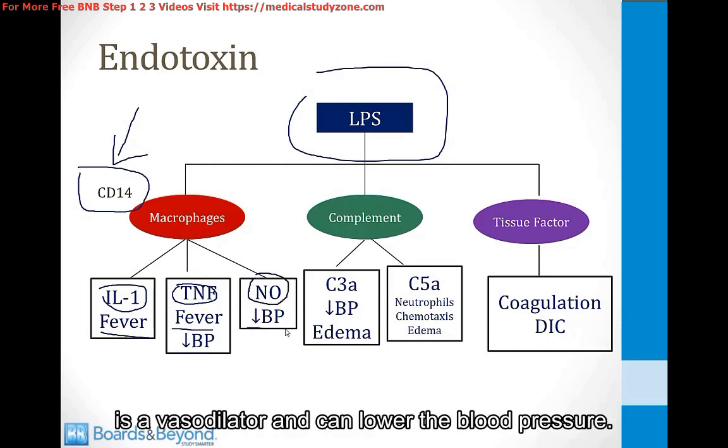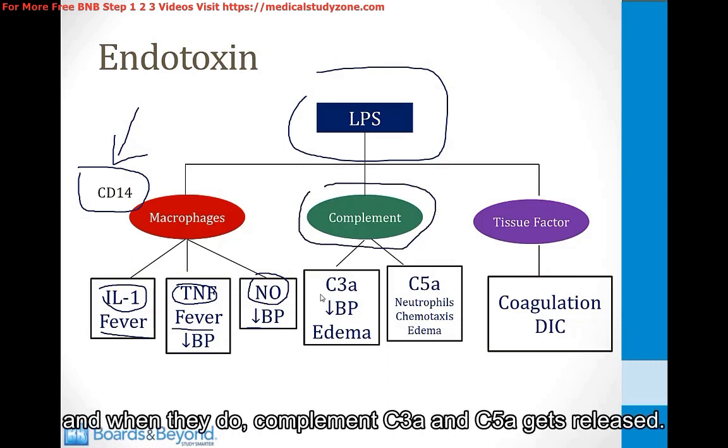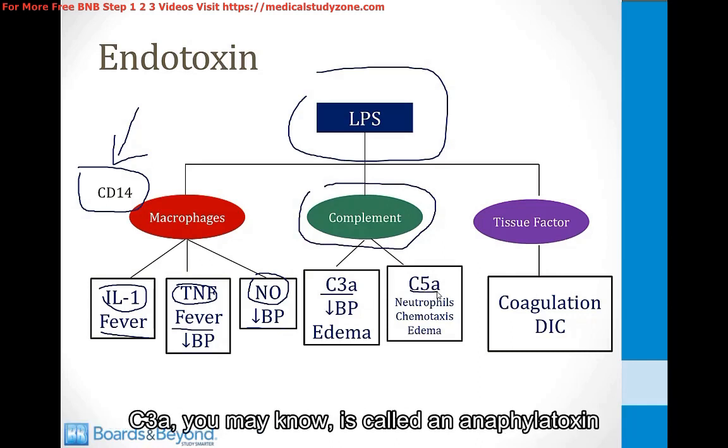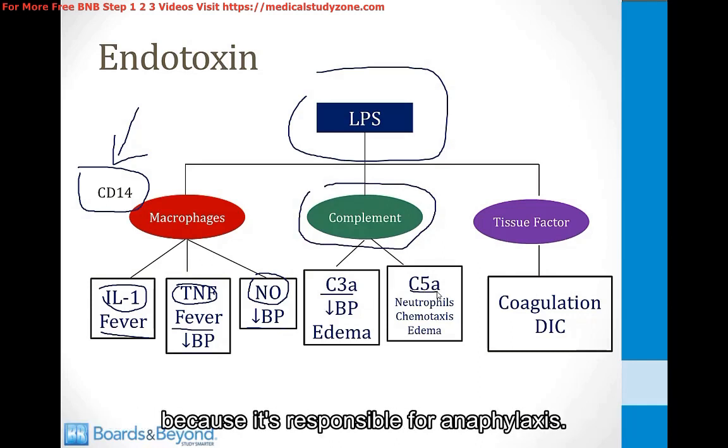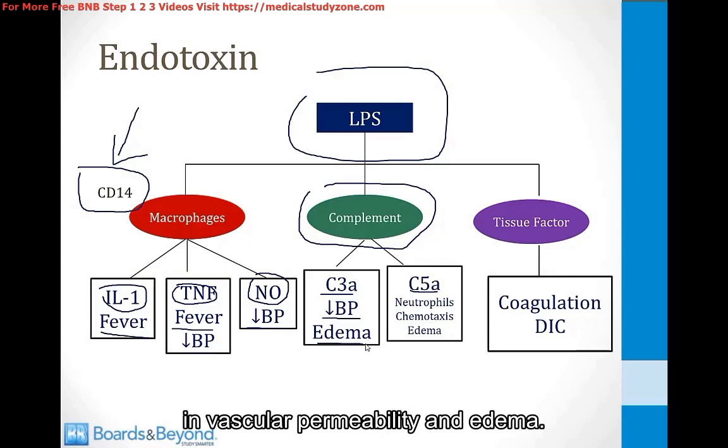These macrophages have also been shown to release nitric oxide, which as you know is a vasodilator and can lower the blood pressure. Endotoxin and LPS can also activate the complement system, and when they do, complement C3a and C5a get released. C3a you may know is called an anaphylatoxin because it's responsible for anaphylaxis. It can cause hypotension and it can cause increases in vascular permeability and edema.